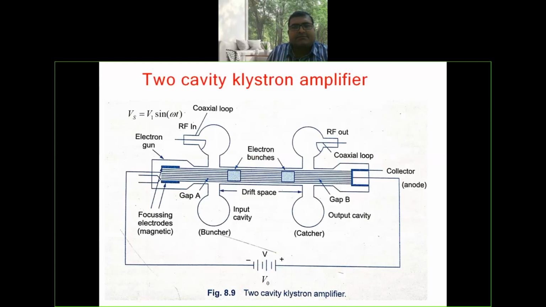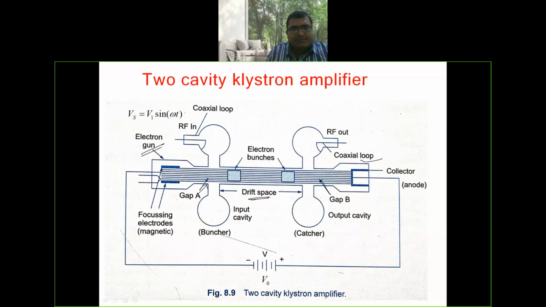This is a schematic of the two-cavity Klystron amplifier. Dear student, you are supposed to remember the positions while doing the derivation of this particular topic. This is the position of the electron gun, this is the position of gap A, this is the drift space, and this is the position of gap B, and it is the collector.